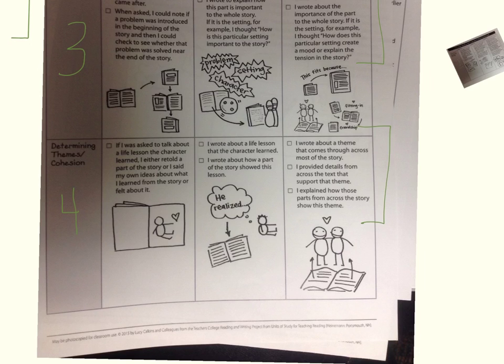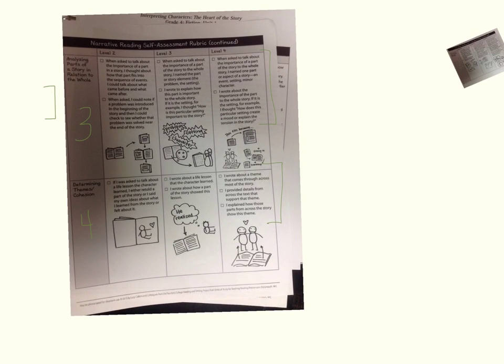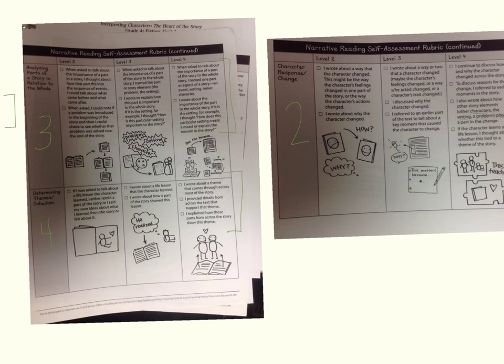Or I explained how the parts from across the story show this theme. You would choose one of those that you need to work on. Readers, right now, I want you to identify which goal you are going to choose and work on. When you have identified your goal, give me a thumb up. Readers, we are going to share our possible goal with our reading partner now.